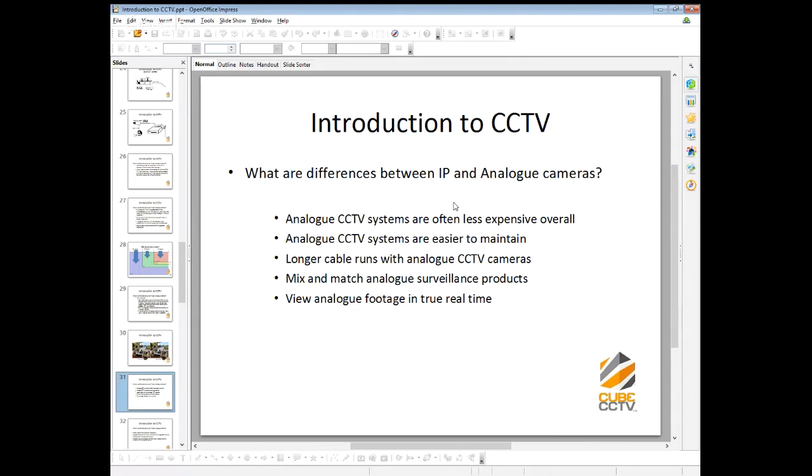Analog CCTV systems are easier to maintain. So the installation itself is pretty straightforward. There's nothing complicated about installation, so it's easy to maintain them.